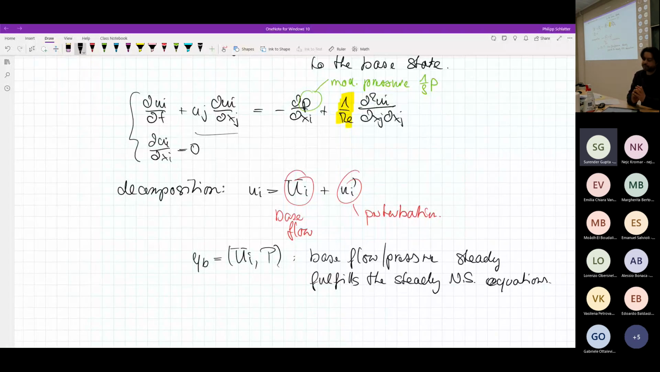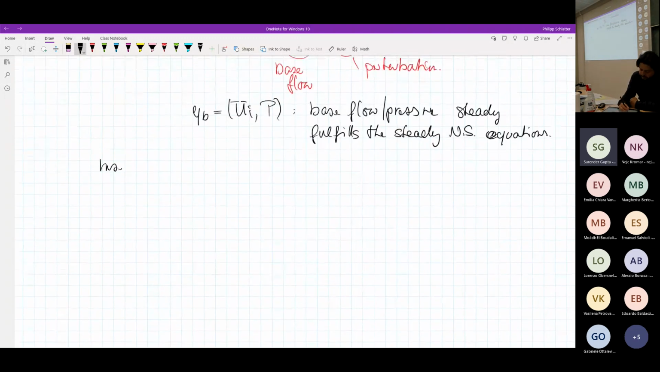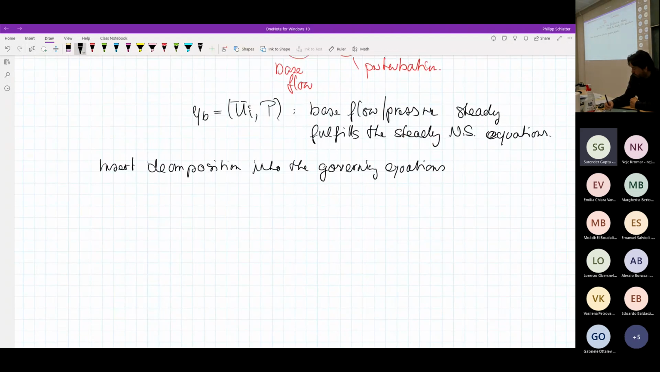Okay, so now I have my governing equations, I have my decomposition. What I need to do now is to insert this decomposition into the governing equations, and I need to linearize. I will do that now here with you, just to show you that there's nothing else going on than just inserting it and then linearizing it.